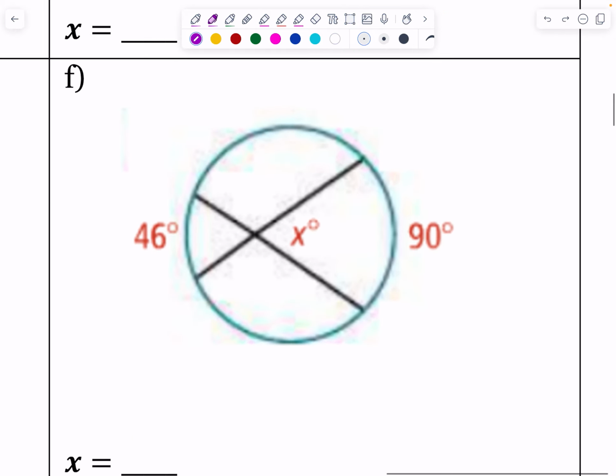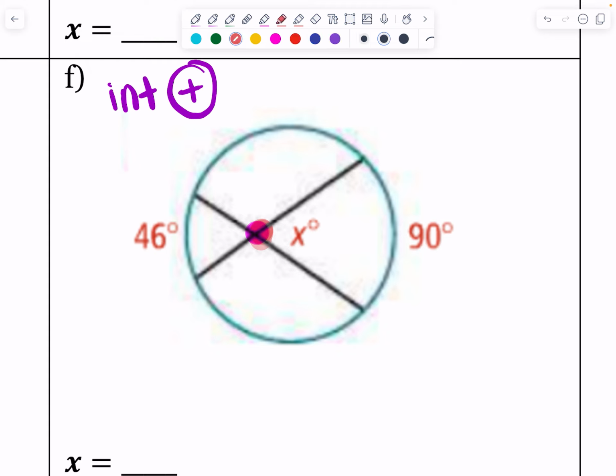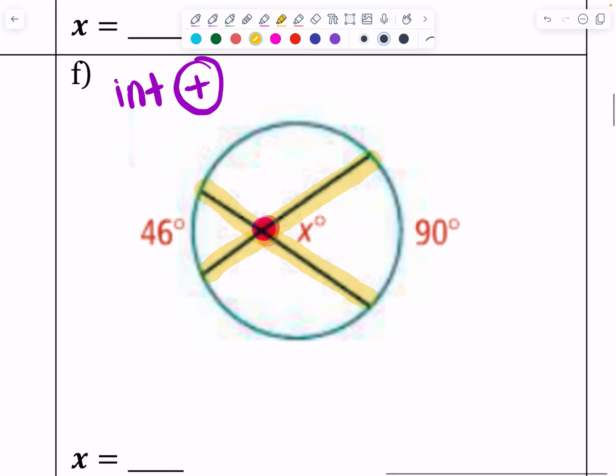Let's look at f. So how do I find, let's first look at where this point of intersection is. This point of intersection is happening on the interior. So remember, whenever we cross on the interior, we're going to be adding together those intercepted arcs. So I have my chords. I have this chord and this chord, and I'm trying to find this purple angle, x. So how do I find that? Well, we look at our intercepted arcs. So here's my two chords, there's 45, and then there's 90. So how do I find x?